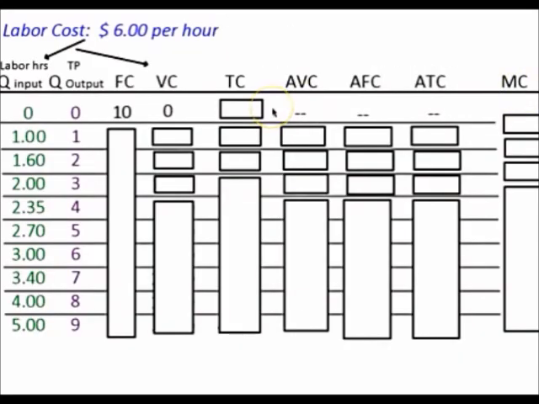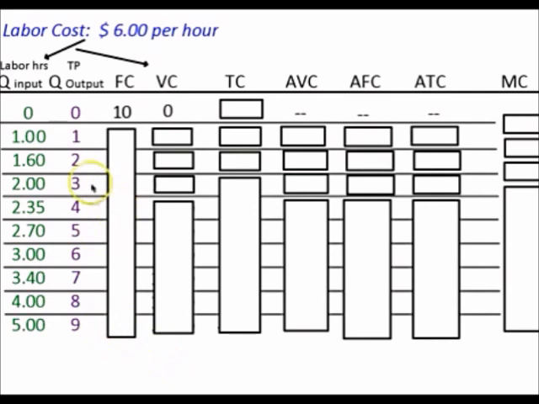Yay, numbers. Okay, so this is going to be loads of laughs. If you want to pause the video and sketch out this schedule, notice the columns, one for input, one for output. Here's your fixed cost, variable cost, total cost, average, you see it. You may want to pause the video and jot down this schedule.